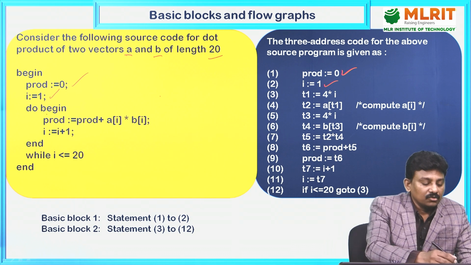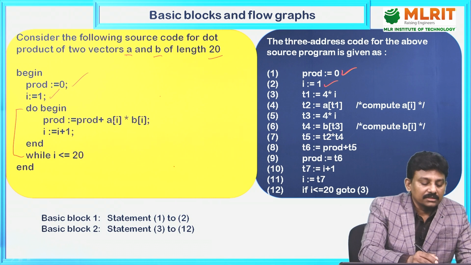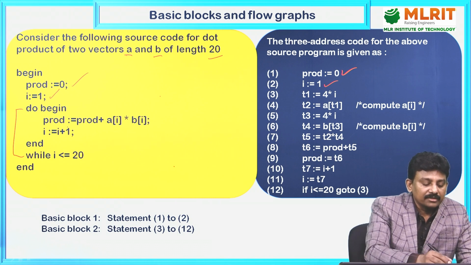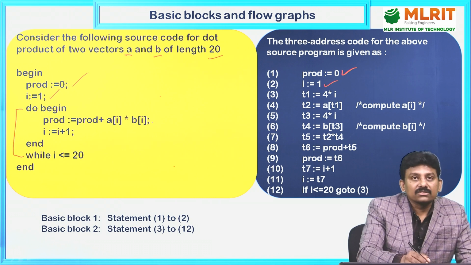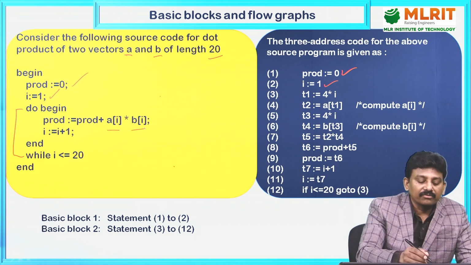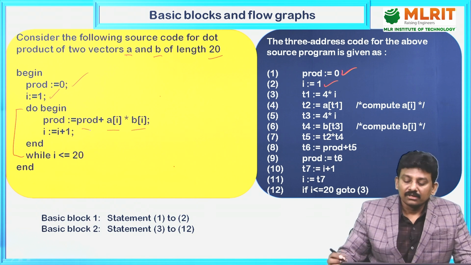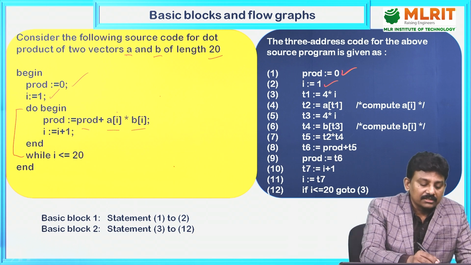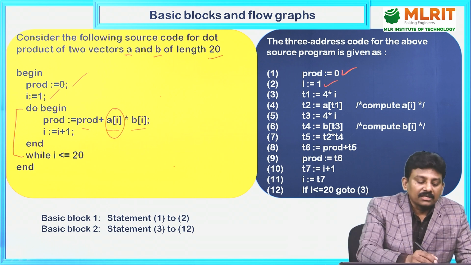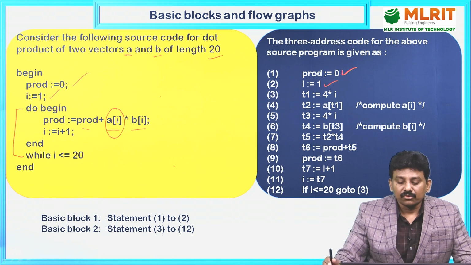Then a loop is there, that is a do while loop. In this we need the statement prod is equal to prod plus A of i star B of i. We need to evaluate A of i first, then B of i, then multiply A of i and B of i, and that is added to prod. Here first we need to write the 3 address statement for A of i. Here i is an index, that is an integer. The integer variable occupies 4 bytes. Every element stored in A of i will occupy 4 bytes.